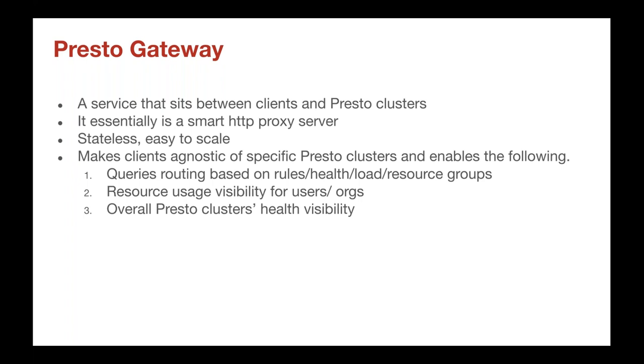The next piece we'll talk about is the Presto Gateway. In the previous slide, we showed that Presto Gateway is an intelligent proxy layer that sits between the clients, for example Jupyter and Tableau, and the Presto clusters. The Presto Gateway we are running is a fork of the open source software by Lyft, and you can check out their project on GitHub. It is essentially a smart HTTP proxy layer.